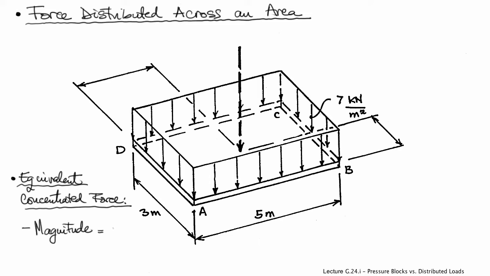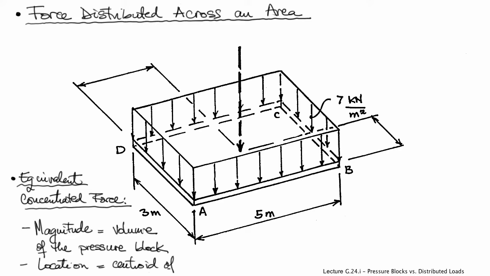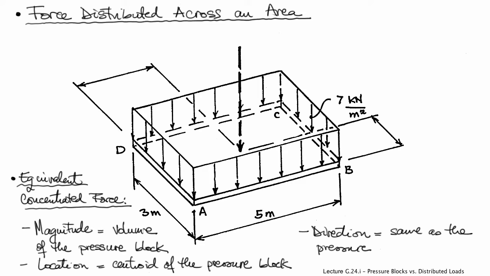Now we have to calculate again the equivalent concentrated force, and the principles are similar. The magnitude now will be equal to the volume instead of the area, the volume of this entire, what is called pressure block. Its location will be at the centroid of this whole pressure block, and the direction will be of course the same as the pressure intensity. So in this case, vertically down, perpendicular to the area ABCD.